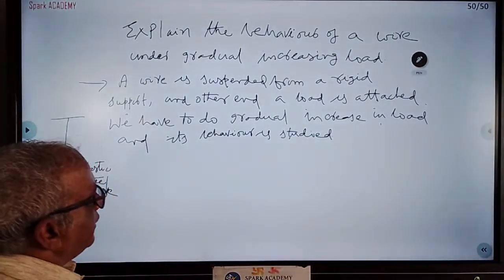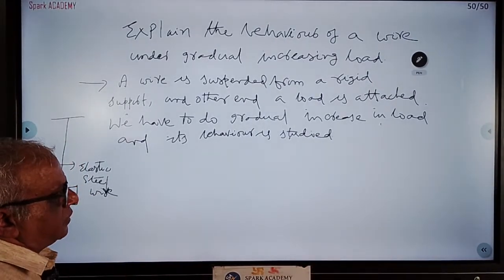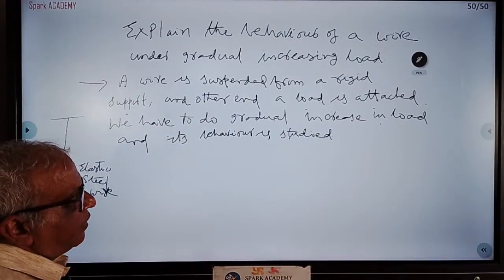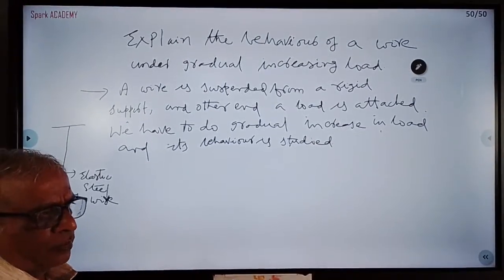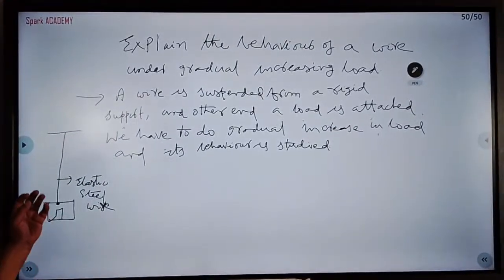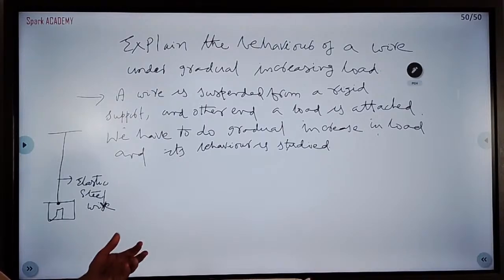Graphically. I am drawing a graph in the next page. What is the graph? Stress versus strain. Stress means load by area. Go on increasing the load. If you increase the load, it will extend. If you remove the load, it will get back its original length because it is elastic in nature. That is Hooke's law. But after the stage of Hooke's law, what will happen?